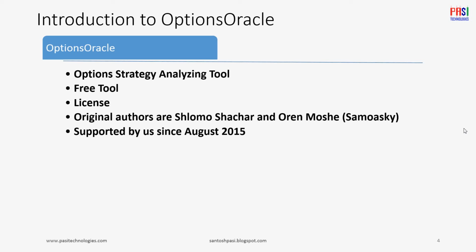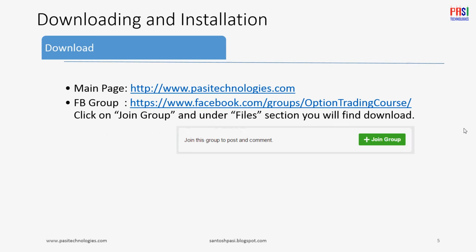And we have been supporting OptionsOracle since August 2015, and we're not just maintaining the software, but we're trying to add small enhancements. Although those are not big enhancements, they make our life much easier. If you want to see where to download, you need to either go to pasitechnologies.com, or you have to be a member of our Facebook group, Option Trading Course. That's my group name. Once you're a member of this group, you can download the OptionsOracle installer from the files section.